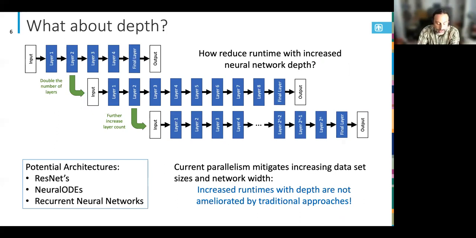Another dimension of the neural network, which neither of these models address, is the growth in depth. So if you have a neural network, and you've decided for whatever reason you'd like to double the number of layers. I'm sorry. You start with a neural network of 4 layers and you'd like to double it to 8. Neither data parallelism nor model parallelism as defined previously is going to really reduce that runtime.